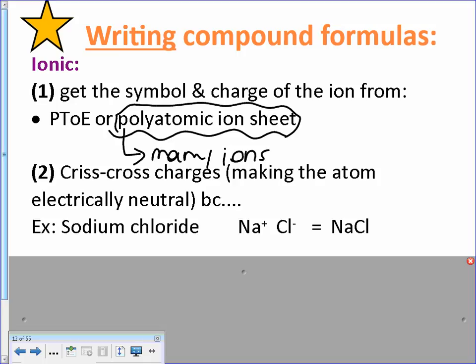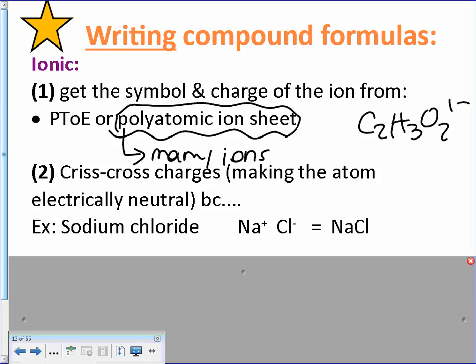Acetate. So acetate is C2H3O2 1 minus. What do you think it's called? A polyatomic ion. It's got a lot of elements or atoms in that ion. Okay, I can take acetate and do the same thing I did earlier. In this case, I did sodium 1 plus and chlorine 1 minus, and I crisscrossed them, making sodium chloride. I can do the same thing with this.